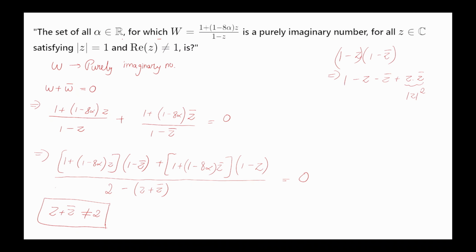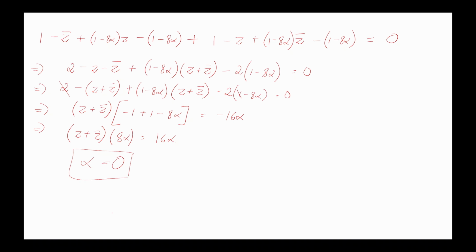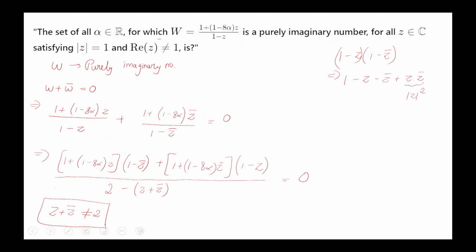The set of all alpha for which all of these satisfy. So there's just one value of alpha that will satisfy this entire equation, and that is 0. Now, of course, if you have any doubt regarding the answer that you've just gotten, you can always put it in the main equation that was given in the question and check whether it is coming out to be true or not.